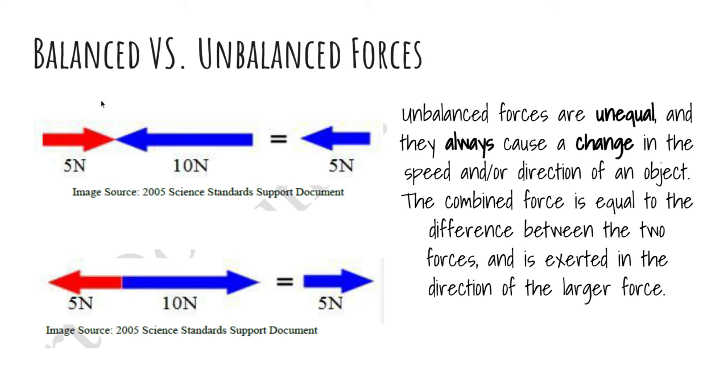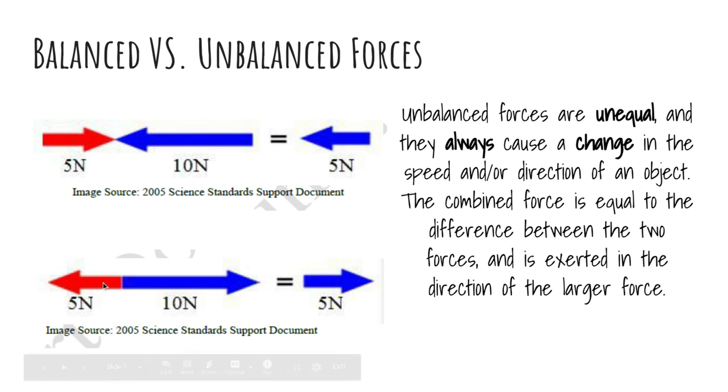So how will this object end up moving? It's going to move with 5 newtons to the left because 10 is bigger than 5. You do 10 minus 5, there's 5 newtons left over, and it's going to go to the left because that's how the bigger force was pushing.